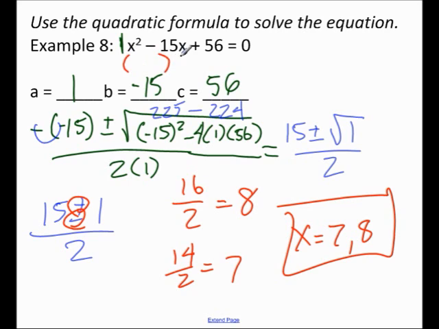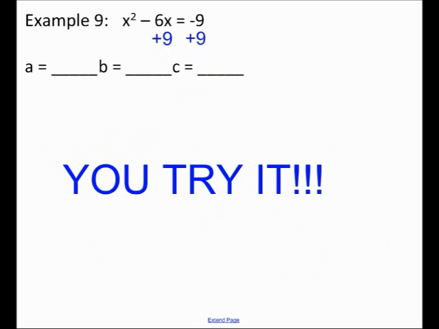Man, if we were going to factor this, what would we get? X minus 7, x minus 8. So our answers would be 7 and 8. Man, it's like magic. 7 times 8, 56. 7 and 8, 15. It all comes back.